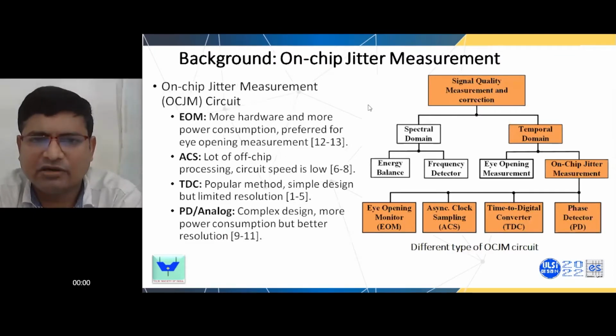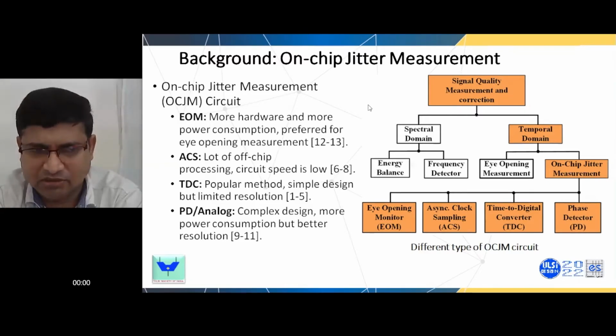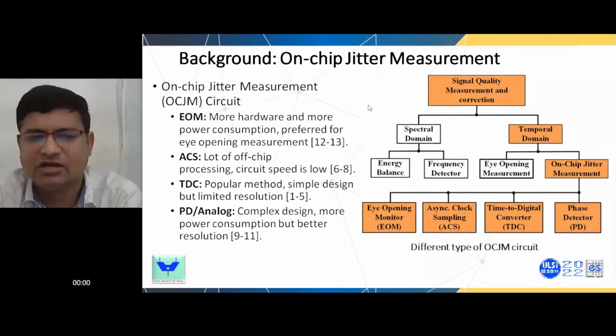This is the background of on-chip jitter measurement. Researchers have already worked on several methods: the EOM method, asynchronous clock sampling, TDC methods, and PD methods. Each has individual advantages and disadvantages. The TDC method is the most popular; it has a simple design and mostly digital circuits, but the resolution is low. For that, analog methods are used, which are complex and consume more power, but the resolution is good. But these all have some limitations.